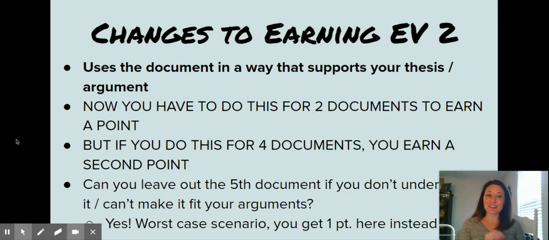But the scoring has changed dramatically, okay? If you do evidence 2, if you support a thesis or an argument with 2 documents, you have a point. If you do it with 2 more documents for a total of 4 documents that you have used in a way that supports your thesis, now you have earned a second point. So evidence 2 just became more valuable in the rubric. 2 of the 10 points can be earned from using the document in a way that supports your argument. So this is a skill we're going to spend some more time practicing. You guys have already gotten some practice at it, but we want to keep practicing this one because it is such a valuable point.